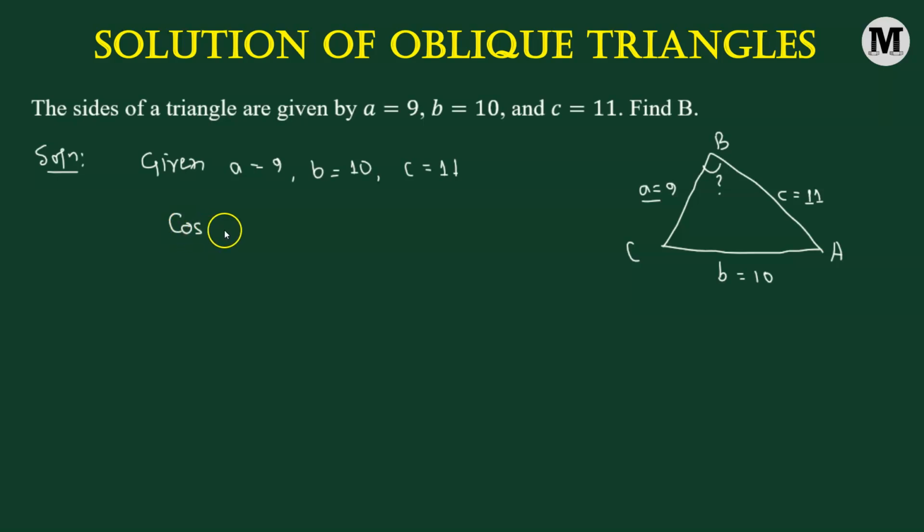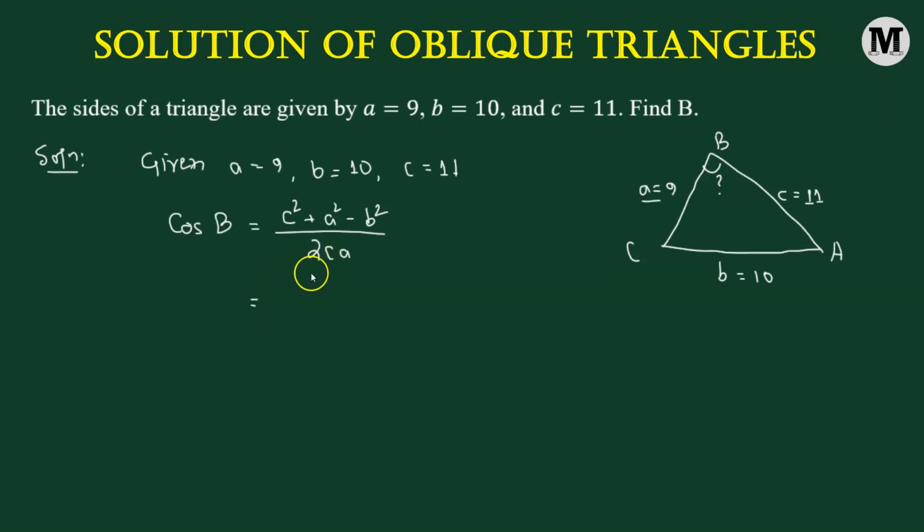Since we want to find out angle B, we'll take the cosine of angle B. So here we're using the law of cosines. The law of cosines states that cosine of B is equal to C squared plus A squared minus B squared, whole divided by 2 times the product of the side C and side A.